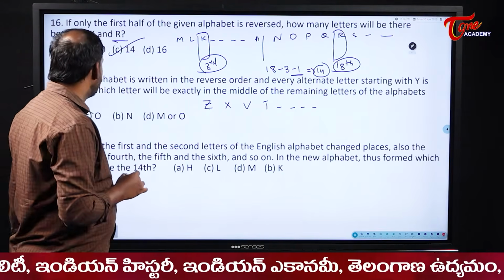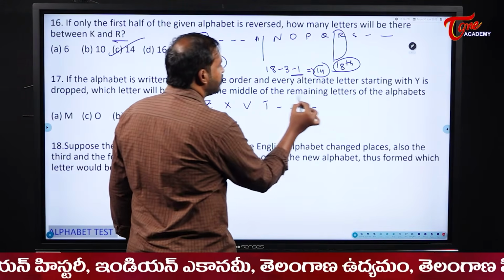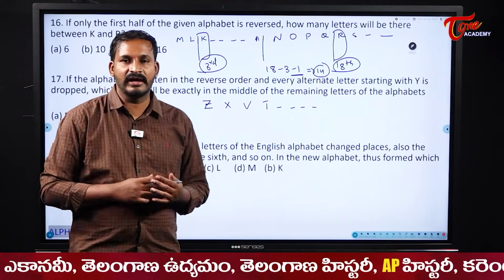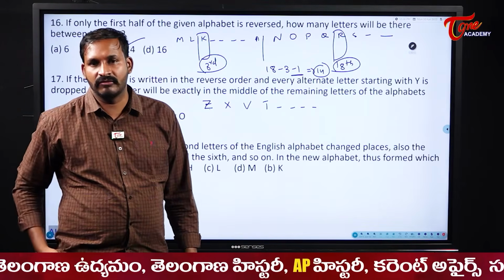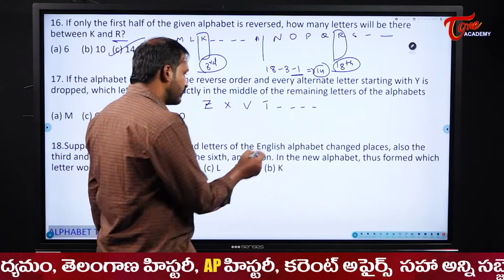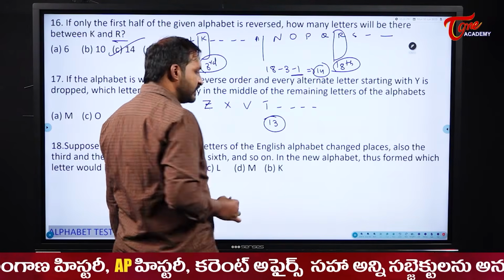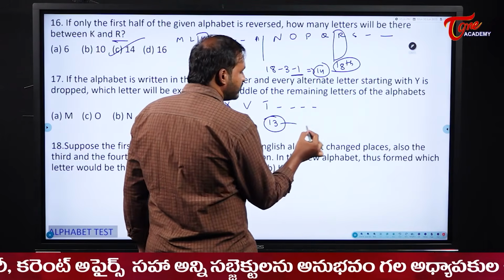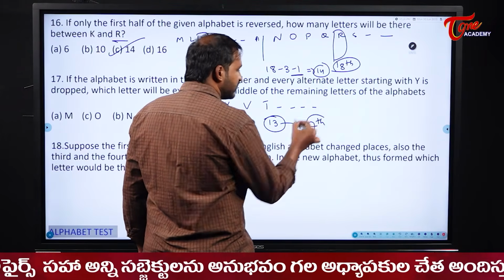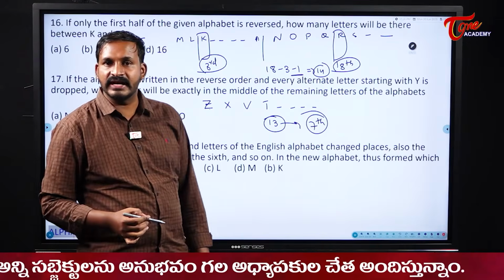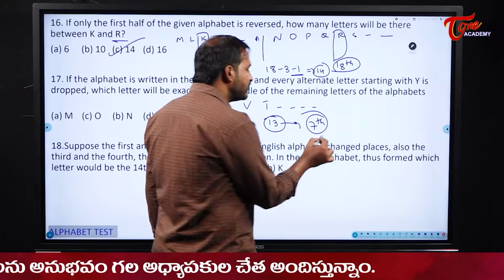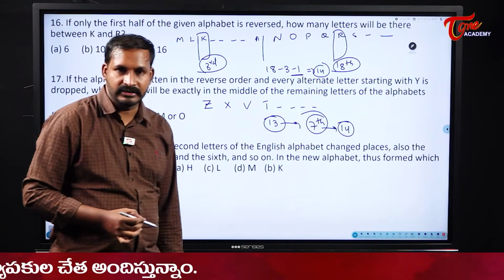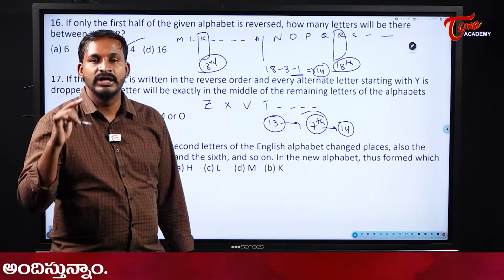Okay, next. Which letter will be exactly in the middle of the remaining letters of the alphabets? Now I have only even alphabets, right? How many even alphabets are there in number? 13, sir. In these 13 positions, what is the middle position? 7th is the middle position, sir. So what is the 7th even number? 7th even number is 14. First is 2, second is 4.